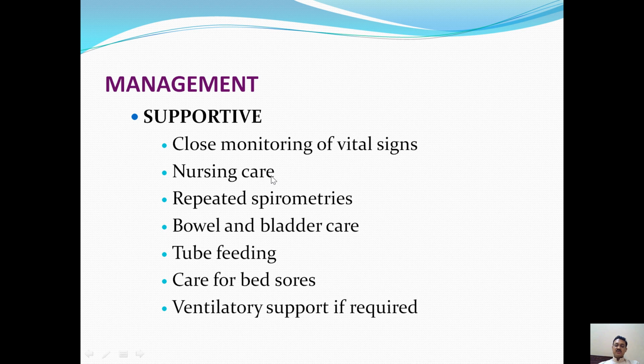Nursing care, obviously, as the patient has weakness and cannot move, and repeated spirometries. The second most common complication which we fear is respiratory paralysis. For assessment of whether the patient is going into respiratory paralysis, you need to do spirometries and see the patient's forced vital capacity regularly. If you cannot do repeated spirometry, the second best method may be a single breath count. We ask the patient to take a deep breath and then count in a single breath.